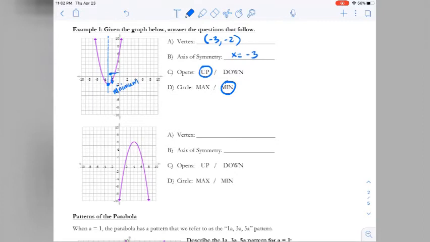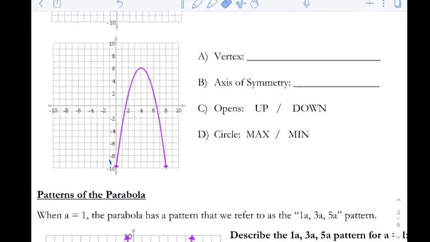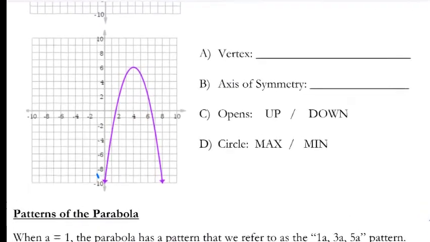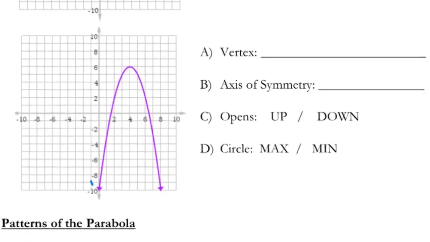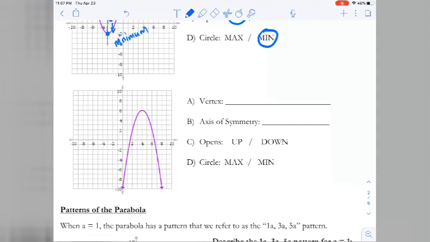Why don't you guys try the next one? Okay, well, let's see how you did. First of all, when we take a look at our parabola, we notice that it opens down. Therefore, we know it opens down, and our vertex is at its maximum point because it's the top of the parabola.